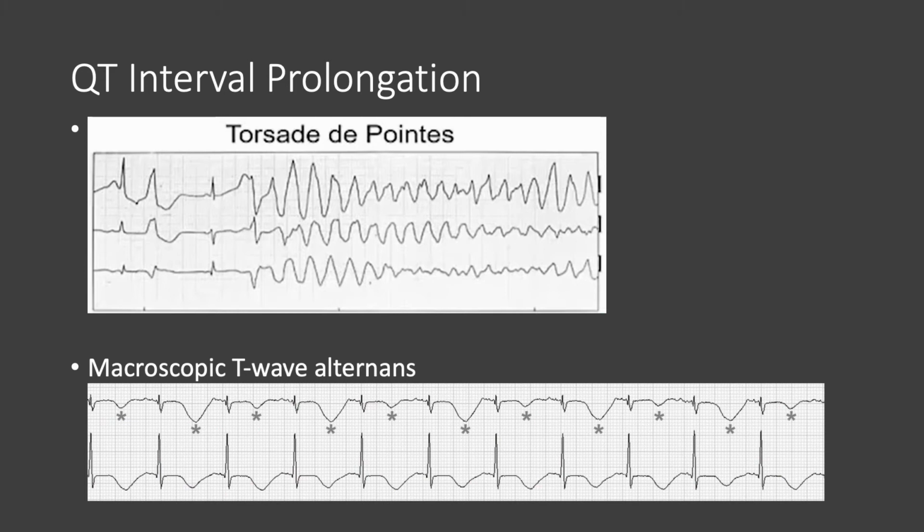Clinical manifestations of a long QT interval include, of course, torsade de pointes, which is shown in the top figure, and less commonly macroscopic T-wave alternans, which is shown in the bottom figure. Note in the bottom figure that the T waves are marked with asterisks, and you can see how they undulate from beat to beat. This sort of macroscopic T-wave alternans is a harbinger of polymorphic VT and cardiac arrest.